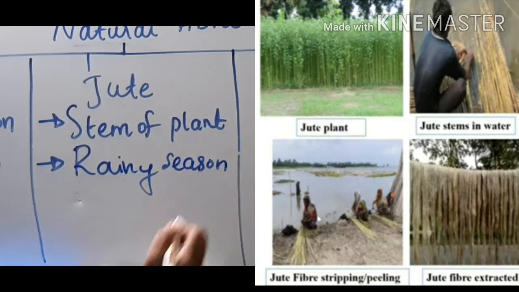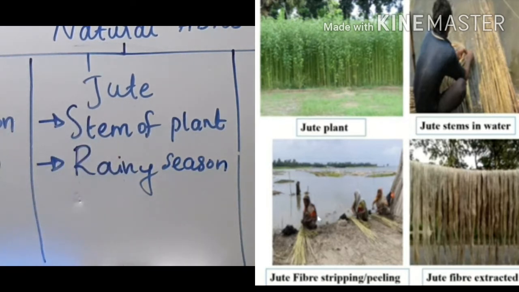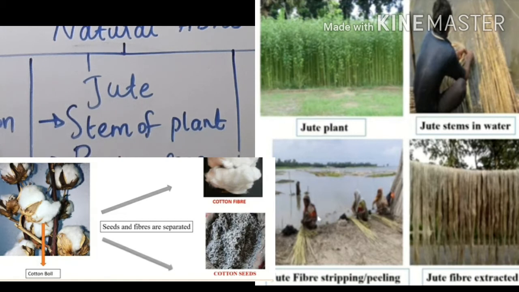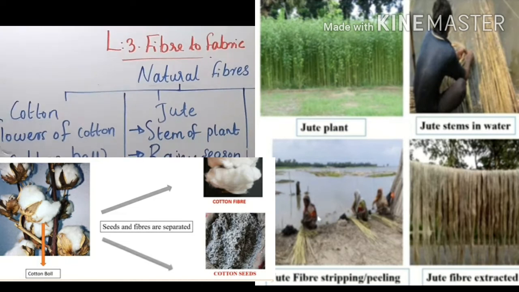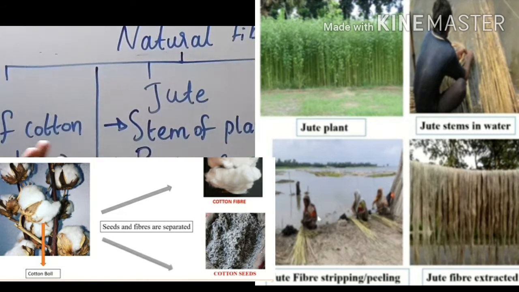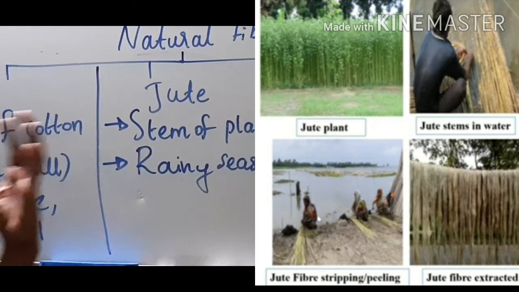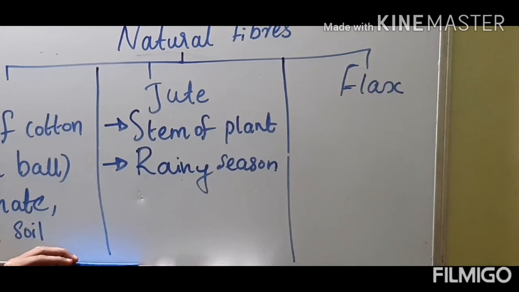Okay, so now are all of you clear about cotton fibers and jute fibers? Cotton fibers we can get from the flowers of the cotton plant, and that we call a cotton ball. When it is ripe, at that time it bursts out, and we can see the seeds attached with some fibers. When the stems rot, we can separate the jute fibers from the jute plant. Clear all of you? Next we can check how we can separate these fibers, and then only we can make the fabric.